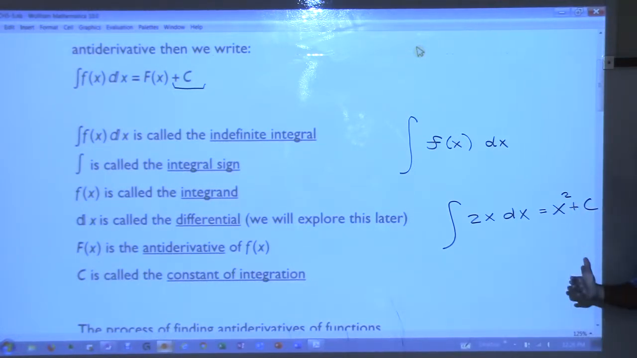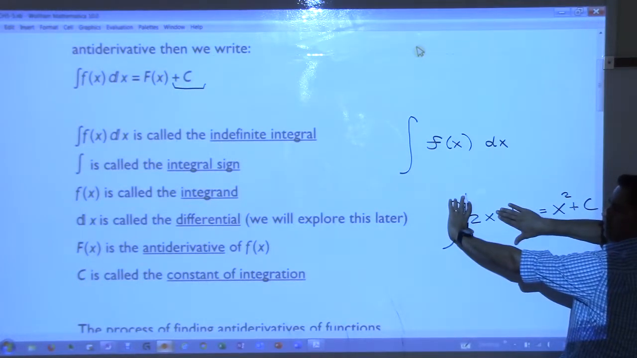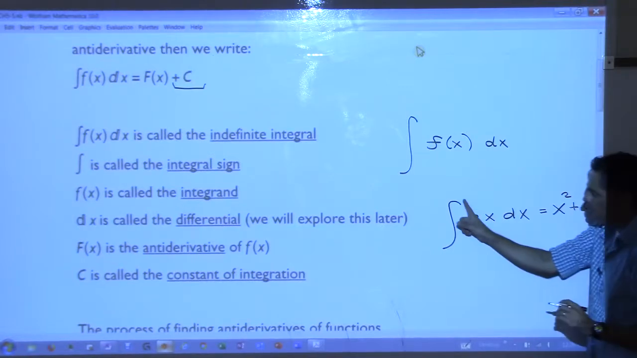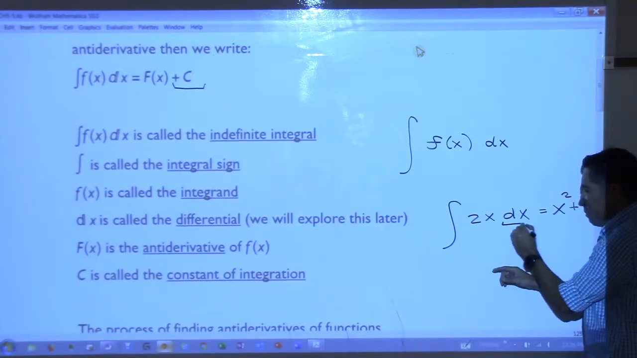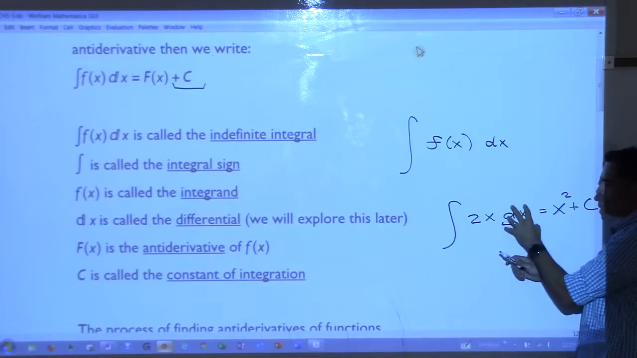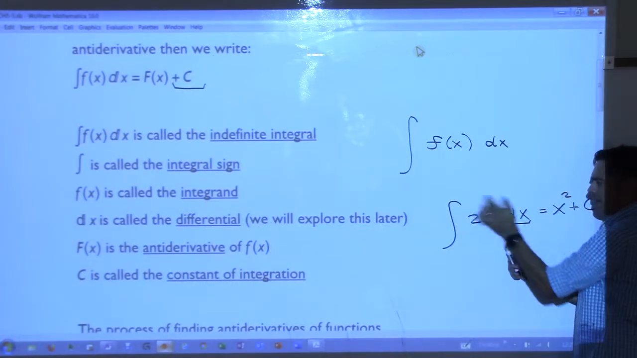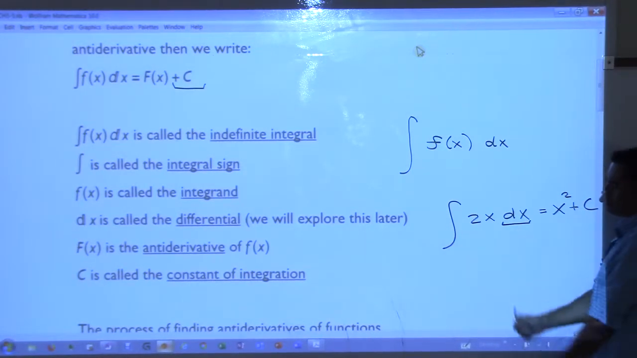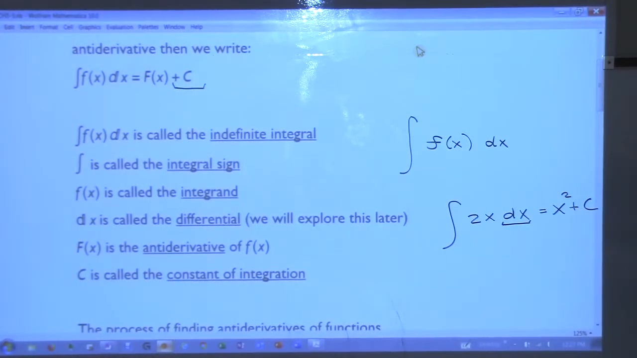So this is the first problem we started the day with. I said, hey, everyone, go find the antiderivative of that, right? And we said, oh, that's x squared plus c. So this is telling you go find the antiderivative. This differential part is vitally important, but right now just look at it as part of this symbol. They're kind of together, telling you to find the antiderivative. Can you just accept that for now? Okay.